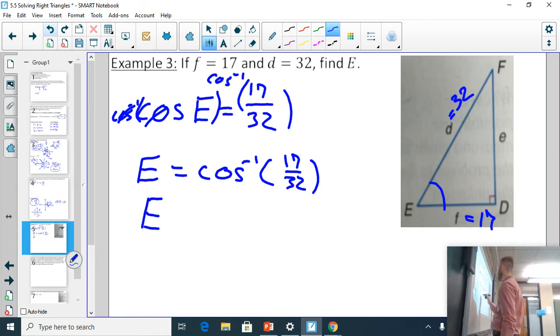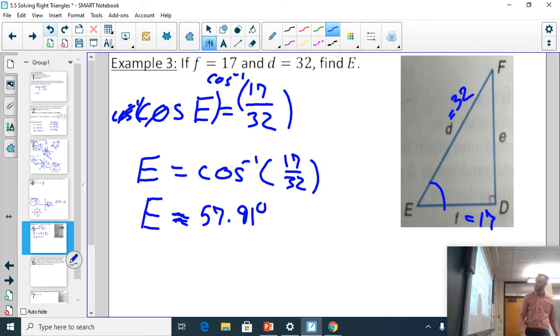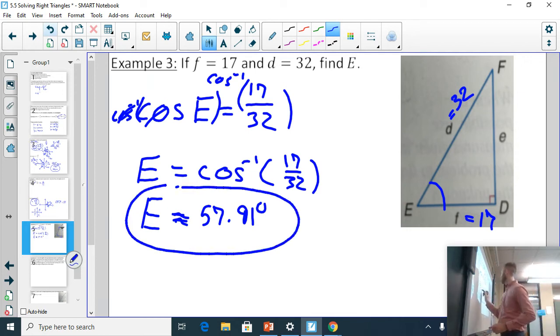And this is the type of thing that you just punch straight in your calculator. So on your calculator, you have to hit the second button, and it's above the cosine. So second cosine, and then 17 divided by 32. And then that's going to get us, I should say, about 57.91 degrees. And that's it. That's our answer. That one is that simple. Just put something in your calculator.